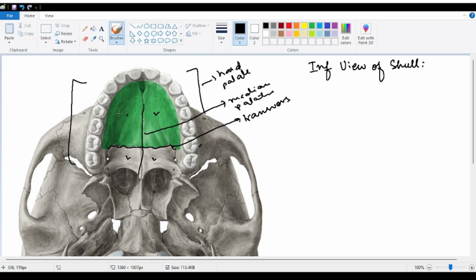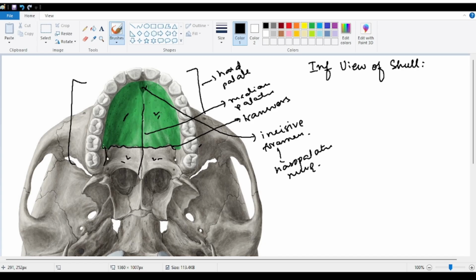Now these maxillary bones, we call them the palatine process of the maxillary bones, and these are the horizontal or the palatal process of the palatine bones. In the anterior midline we see a foramen over here. This is known as the incisive foramen. This incisive foramen is the passage for the nasopalatine nerves. So this is an important point.